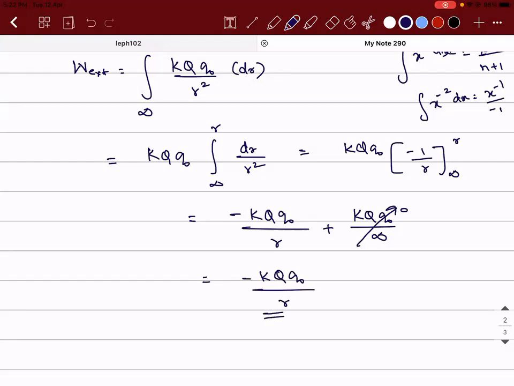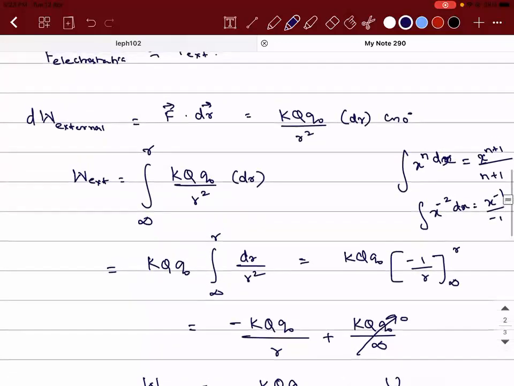And what did we actually calculate? We calculated the work done by whom? The external force. And this is the electrostatic potential energy, which is represented by the symbol capital U. Does it make sense? Right? So please write it. The minus is very, very important.